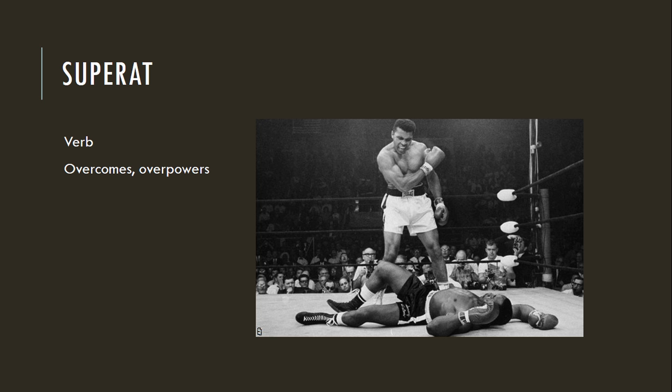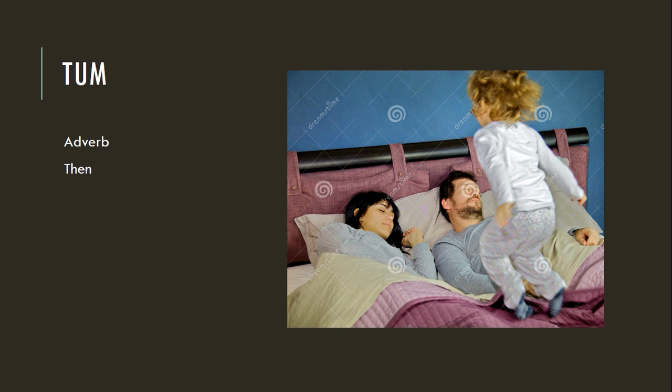Superat is a verb that means overcomes or overpowers. Here, the pugil pugilem superat. The boxer overpowers the boxer. Tum is an adverb that means then. All right. So we have a lot of storytelling words in this chapter, if you haven't noticed. Once upon a time, olim, postquam, after, tum, then. So tum filia cubiculum intrat. Then the daughter enters the bedroom.